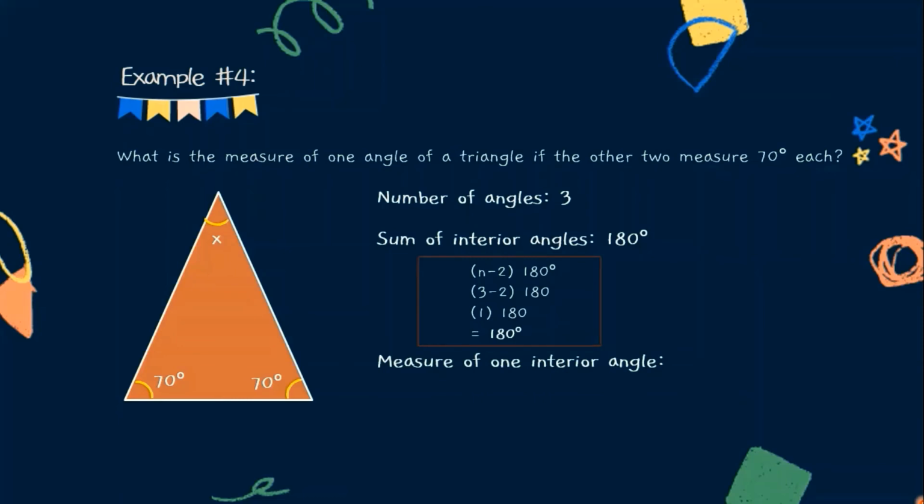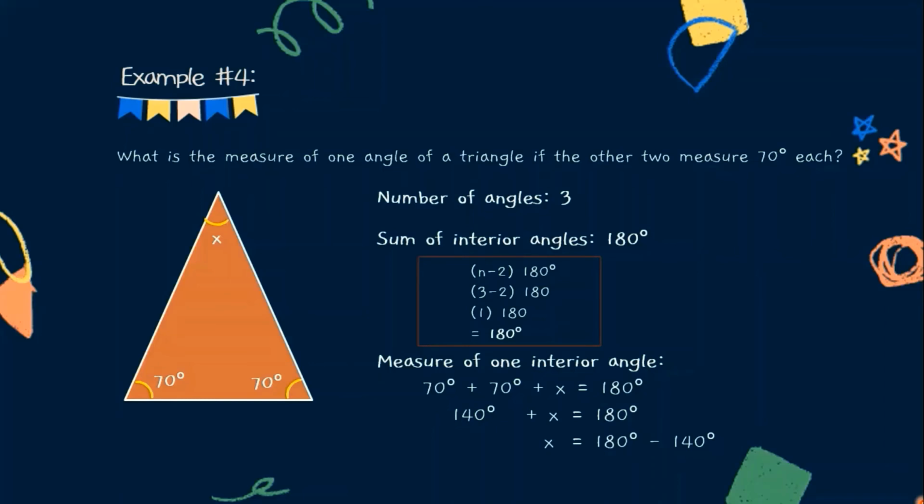We will now find the measure of the missing interior angle. Alam natin na itong tatlong sukat ng mga angles ng isang triangle, it must be equal to 180 degrees. So if we add all of them together, dapat 180 degrees yung ating result. 70 plus 70 plus x is equal to 180 degrees. Yan yung ating linear equation. Combine similar terms, 70 plus 70 is equal to 140. Drop down x, drop down din natin yung 180 degrees.